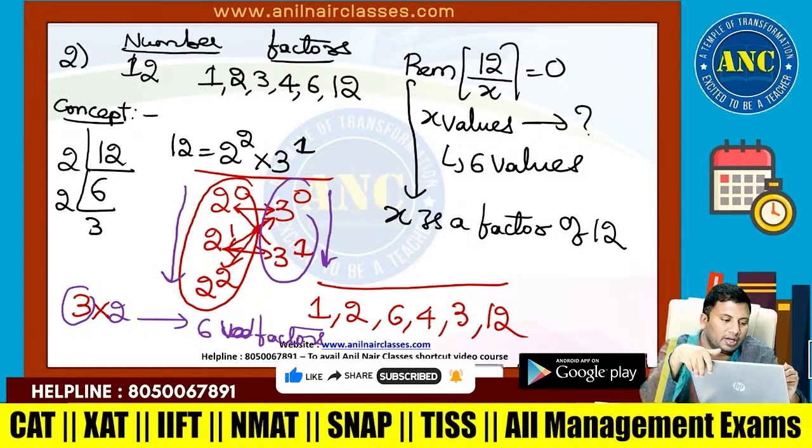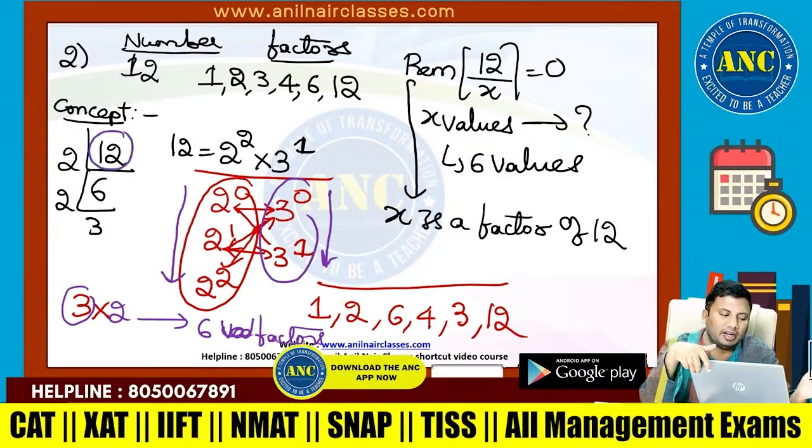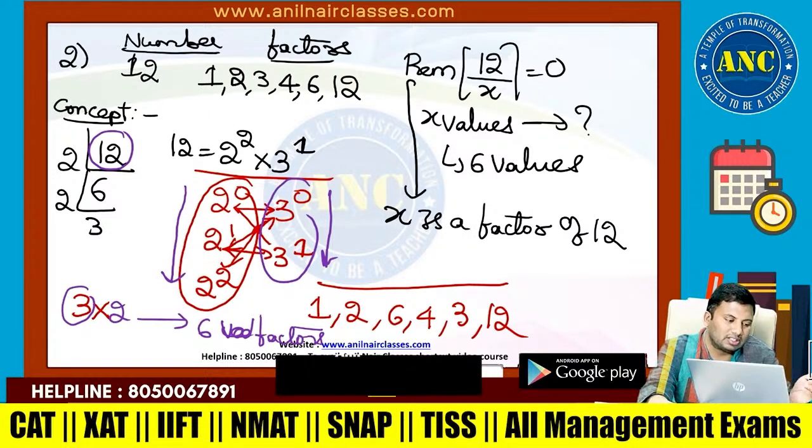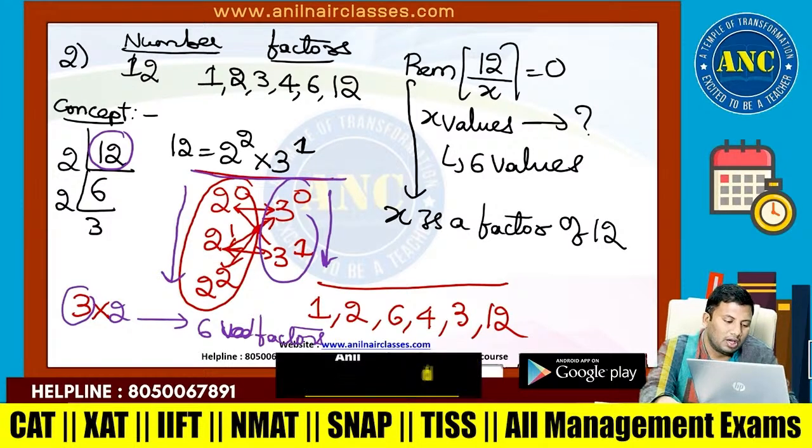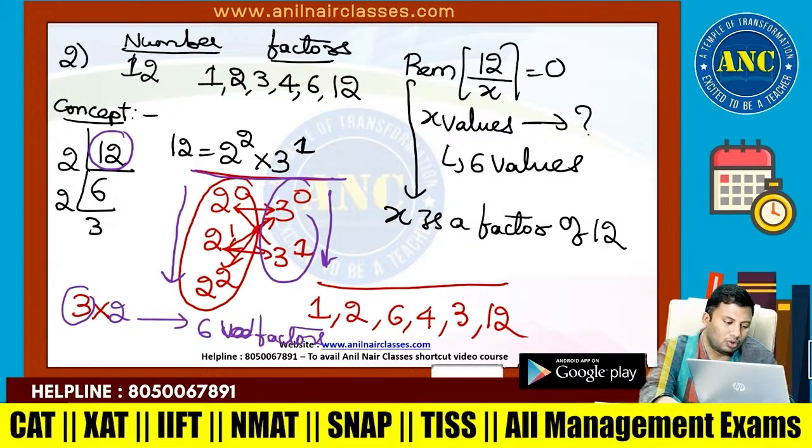What we are doing? Take the given number and factorize it. 2 sixes are 12, 2 threes are 6. So 12 is 2 square into 3 power 1. 2 power 0, 2 power 1, 2 power 2, and 3 power 0, 3 power 1. 1 one is 1, 1 three is 3, 2 ones are 2, 2 threes are 6, 4 ones are 4, 4 threes are 12. 1, 2, 6, 4, 3, 12. This is how the factors come to 6. I hope it is clear.